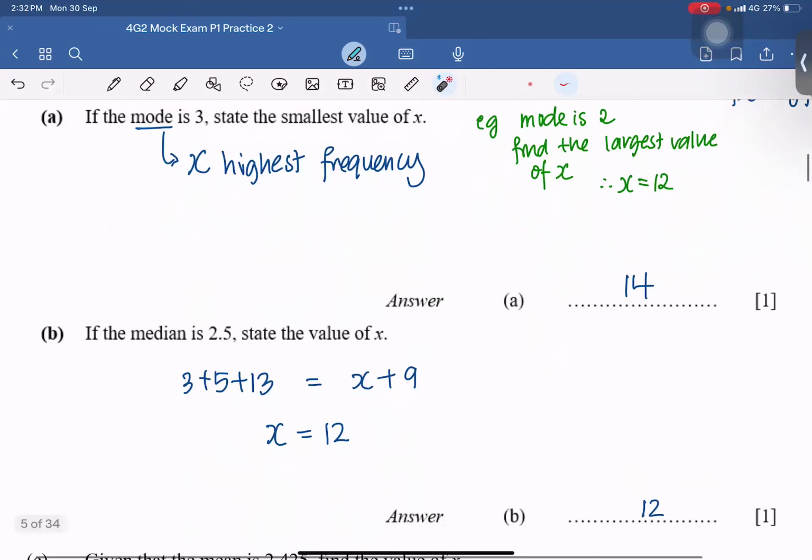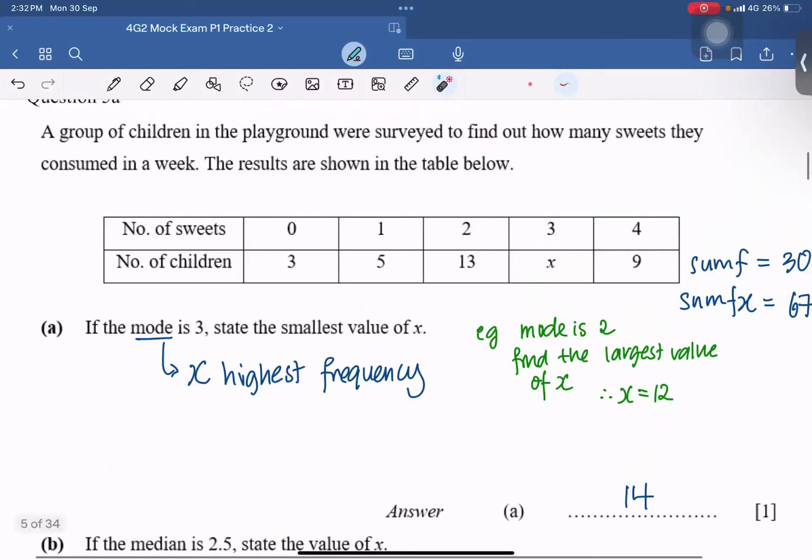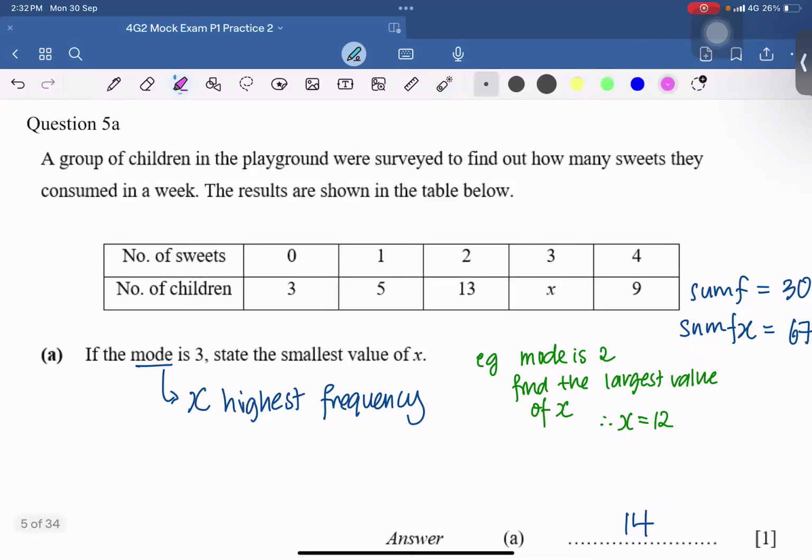Next question. The question is talking about median. If the median is 2.5, 2.5 means in between 2 and 3. The data value in between 2 and 3. If it's in between 2 and 3, that means I must be able to balance up. All the data values on the left-hand side must equal the data values on the right-hand side. So they need to balance up with each other.